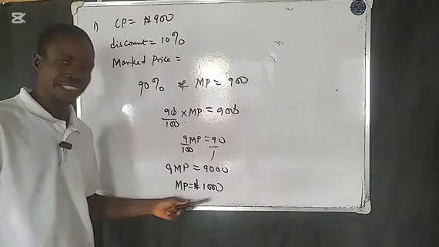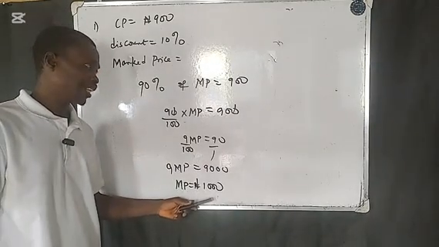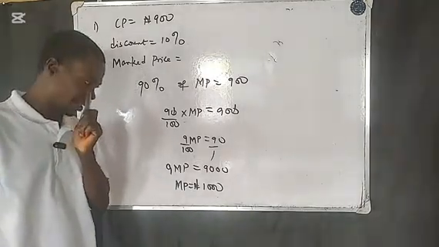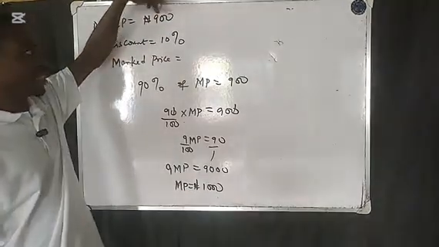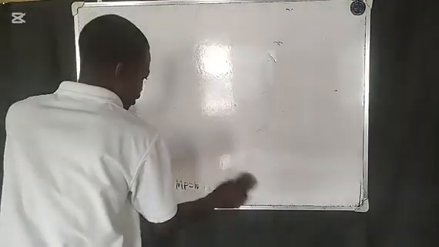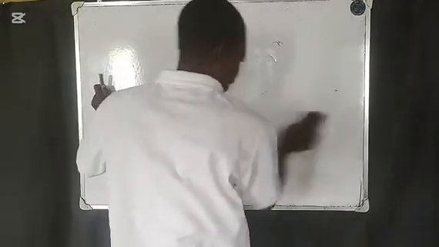Now, how much discount did the person enjoy? The person enjoyed 100 naira as a discount. This is the amount they are selling it, but the person paid 900 naira. Now let's move to the next one.